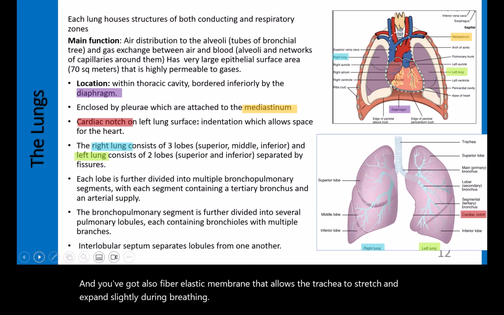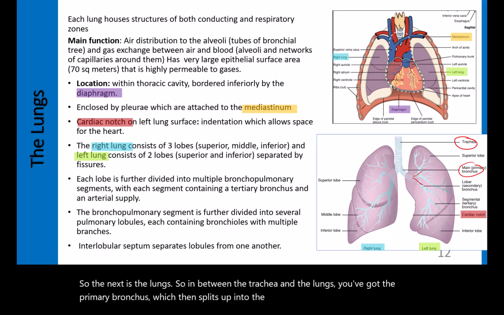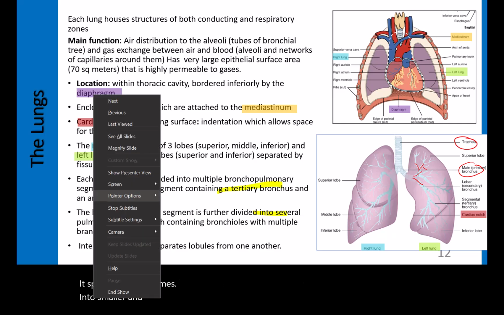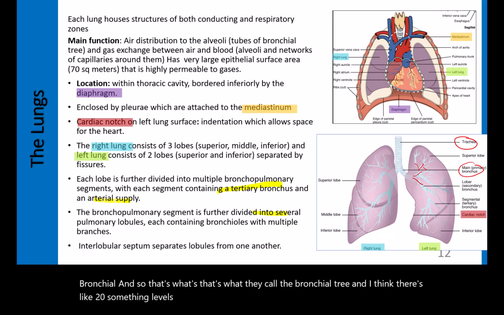So the next is the lungs. In between the trachea and the lungs, you've got the primary bronchus, which then splits up into the secondary bronchus, which then splits up into the tertiary bronchus. And if you look over here, it splits up multiple times into smaller and smaller bronchioles, and that's what they call the bronchial tree. And I think there's like 20-something levels of the bronchial tree, where it goes smaller and smaller and smaller.